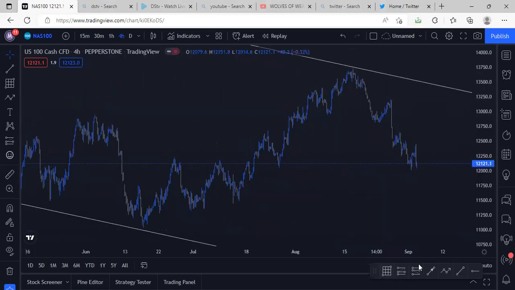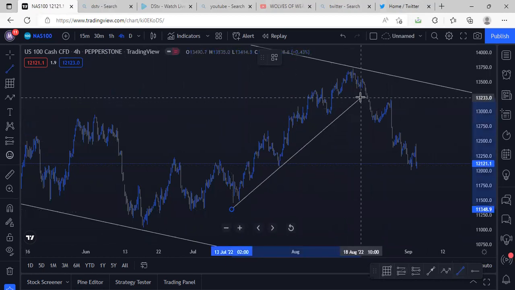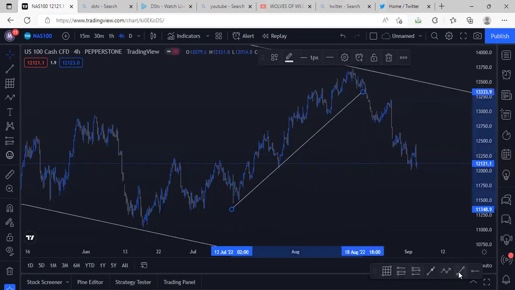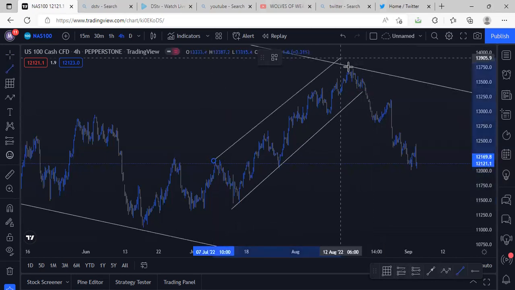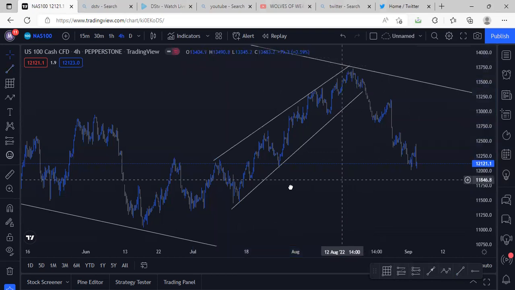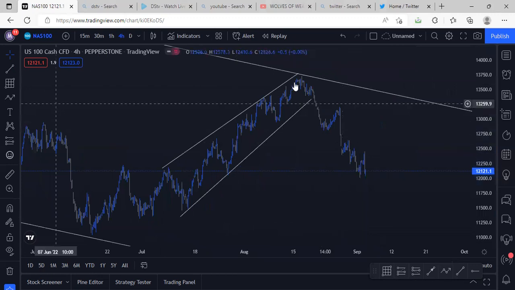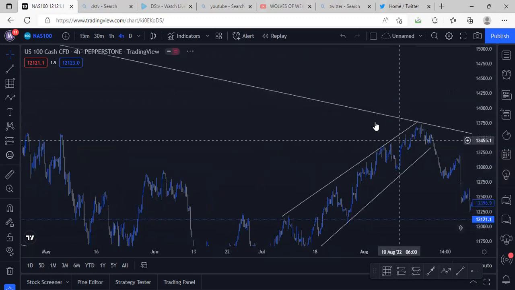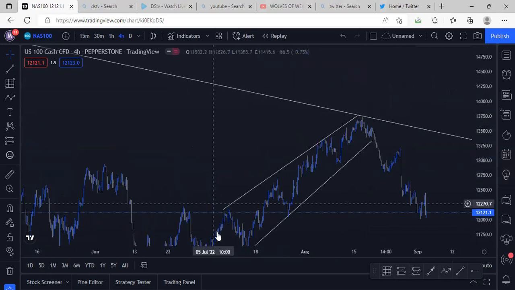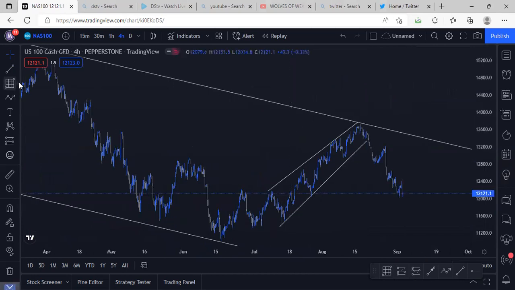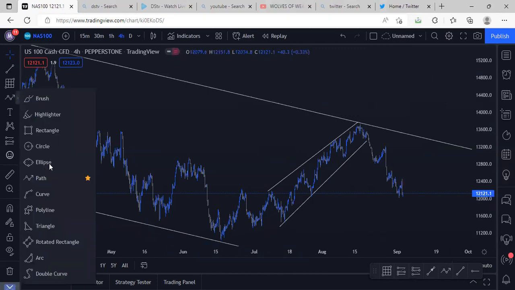As you can see right here, we had a trend line right here. We had a channel right here. In this case, say the market was right at the top right here. What you do, let me just draw it for you, so you can see where I'm actually pointing.